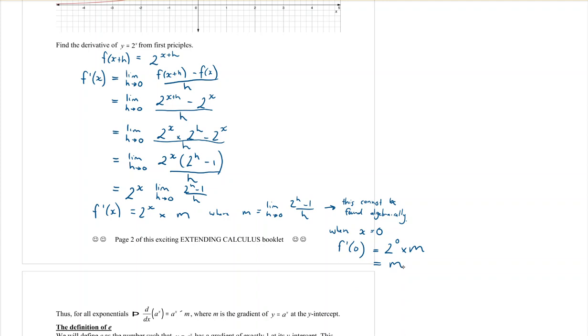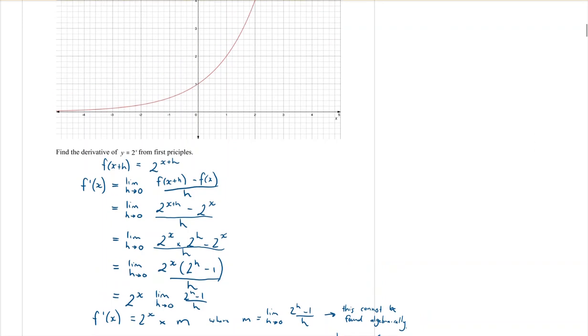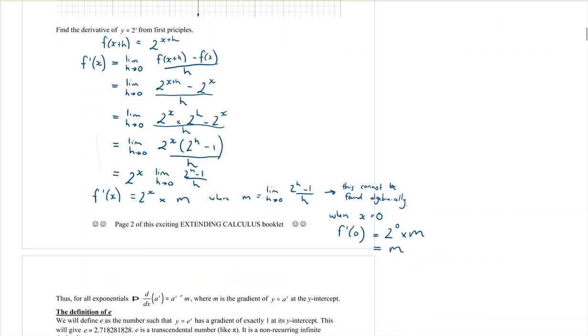Now the m is actually equal to the gradient of the tangent at x equals 0. So coming back to this graph here, that is how you would need to find it. That's where it comes from. That m is equal to the gradient of the tangent at x is equal to 0. So I'm going to write that for you down there too.